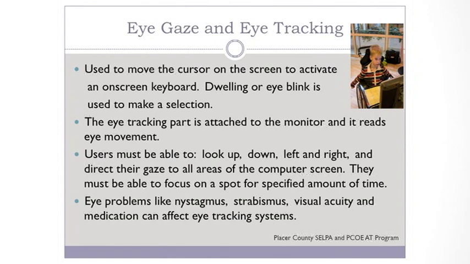Okay, another way that we can provide assistive technology to access the computer is using eye gaze and eye tracking. When you're doing this, there's a camera that's recognizing your eyes and the movement of your eyes to navigate and do things on your screen. The way that you make things activate is either dwelling, which means holding your eyes in one place for a while, or blinking, and that will activate something on the computer.